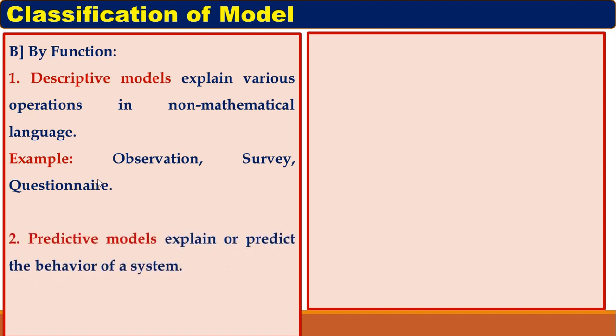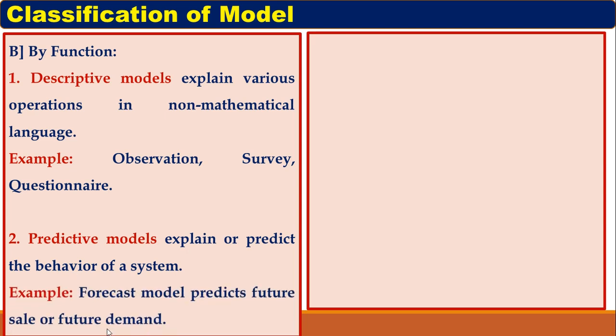Second type is predictive models. These models explain or predict the behavior of the system. For example, a forecast model predicts the future sale or future demand. This forecasting model is one type of model which can be used to predict the sale or demand that is going to occur in the future. So the forecast model is used to predict the behavior of the system in the future.